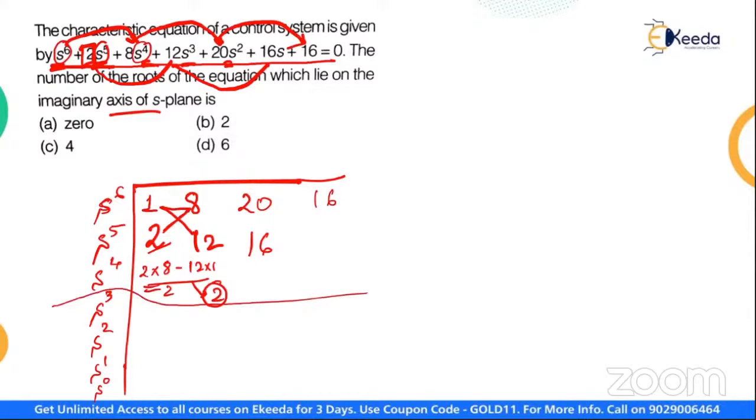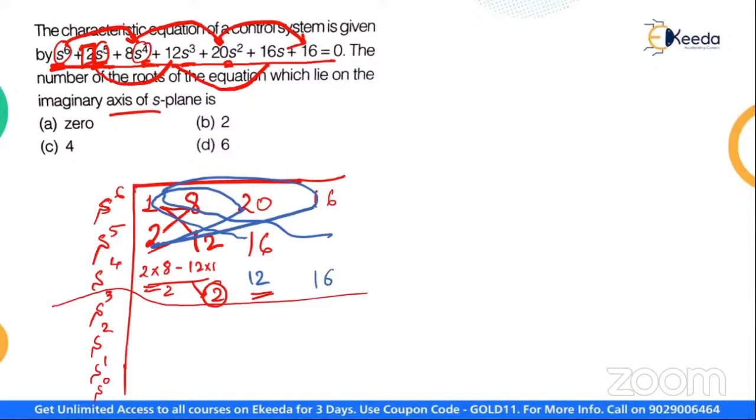Anyways, now what will come here? Again, the same old story we are going to do. See, 2 multiplied by 20 is 40. 40 minus 1 into 16 is 40 minus 16, which is 24. 24 upon 2 is nothing but 12. The next one, here again, 2 into 16 is going to be 32. 32 minus 0 upon 2 is going to be 16. Yes. So you have got 2, 12, 16.